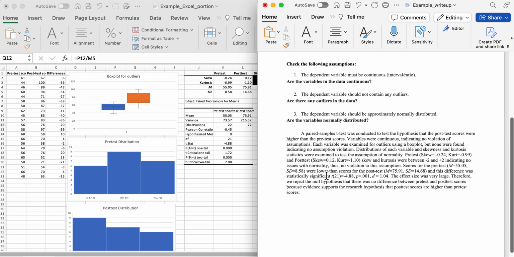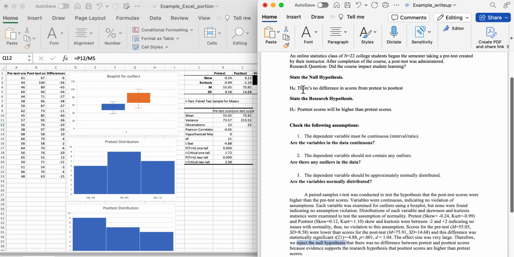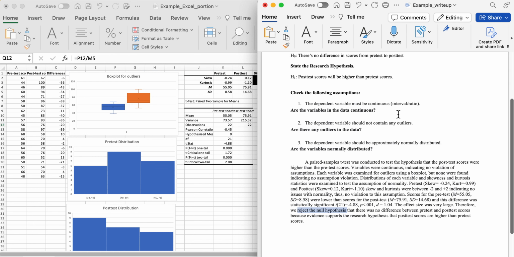So t of 21 degrees of freedom is negative 4.88. The p-value is less than 0.001, and the effect size is 1.04. The effect size was very large. Therefore, we reject the null hypothesis. So that's really important wording there. You reject the null. The null is that there's no difference in scores between pretest and post-test.